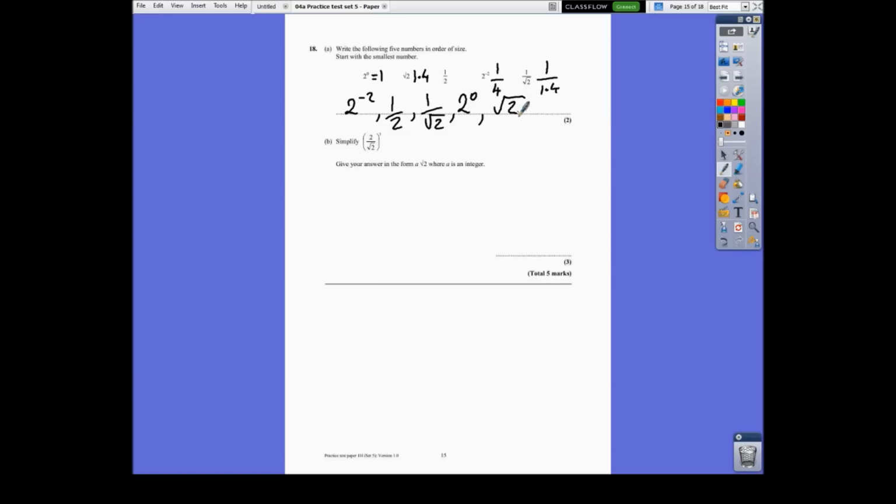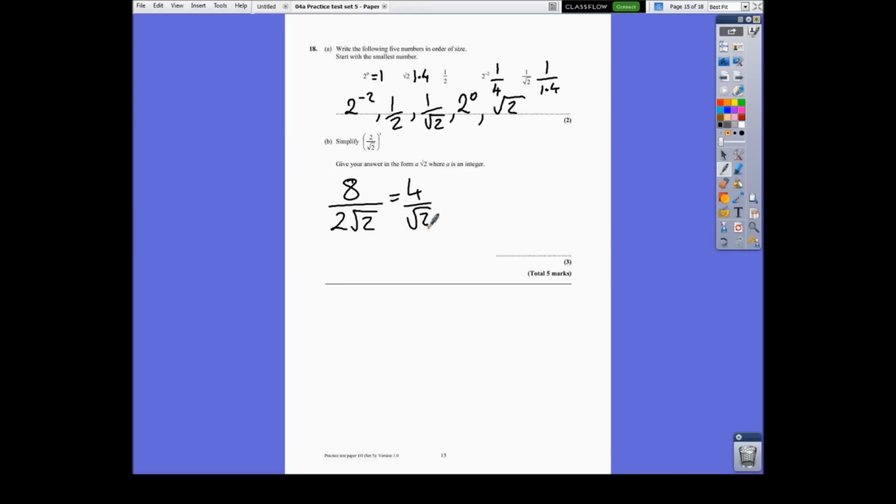Simplify 2 over root 2 cubed. That means 2 times 2 times 2 on the top, which would be 8. Root 2 times root 2 is 2. And then times root 2 again is 2 root 2. To simplify that, we would end up with 4 over root 2, just dividing by 2.